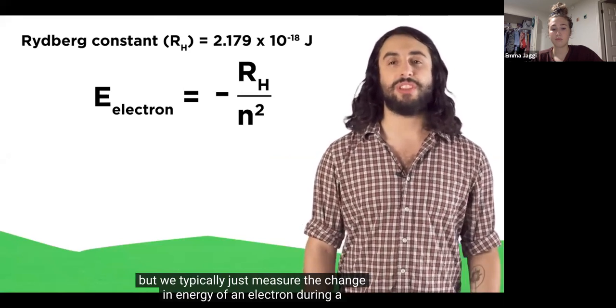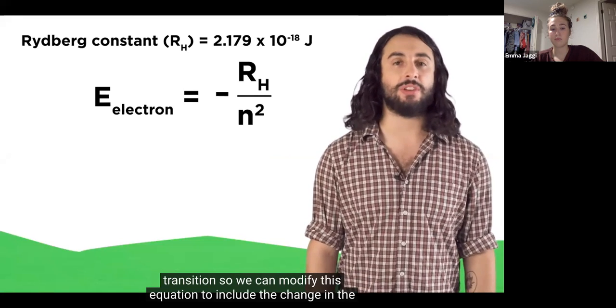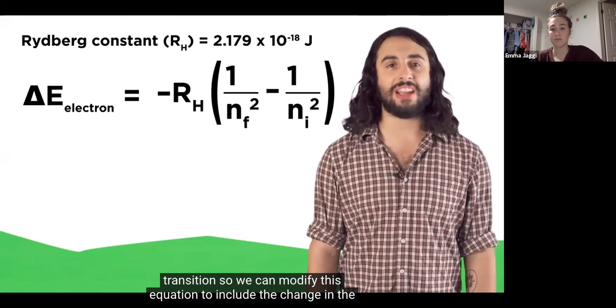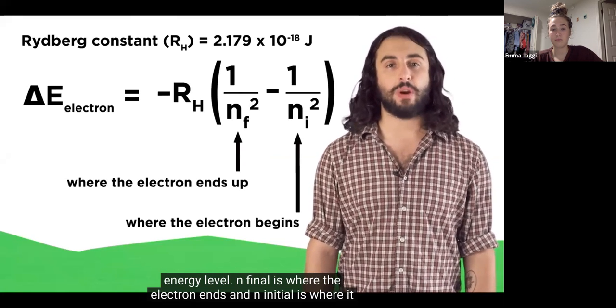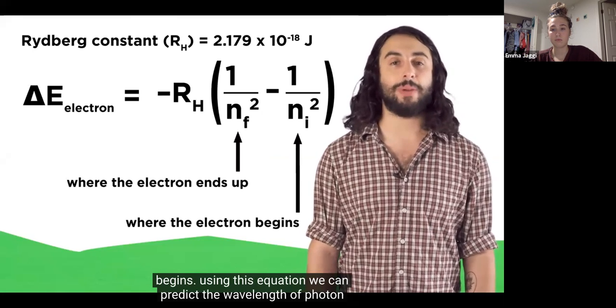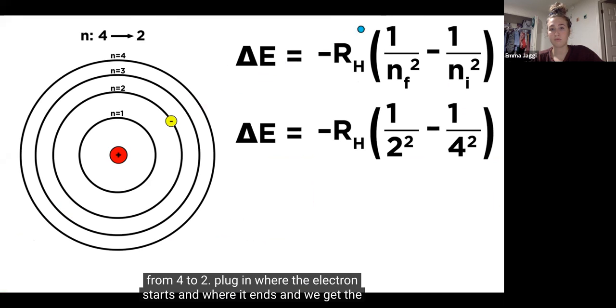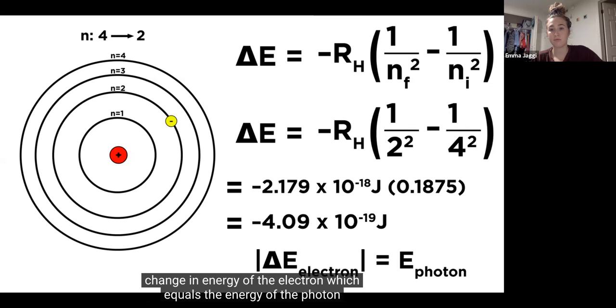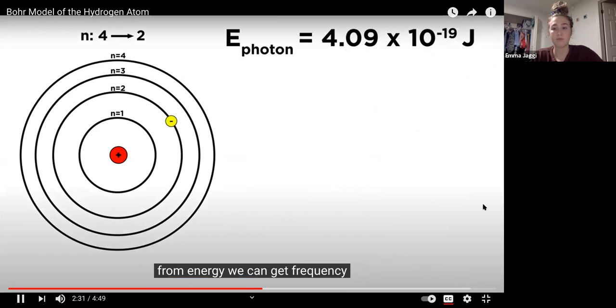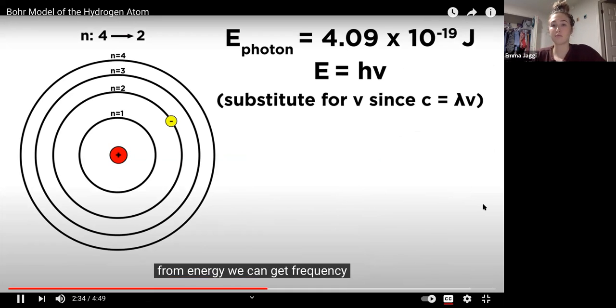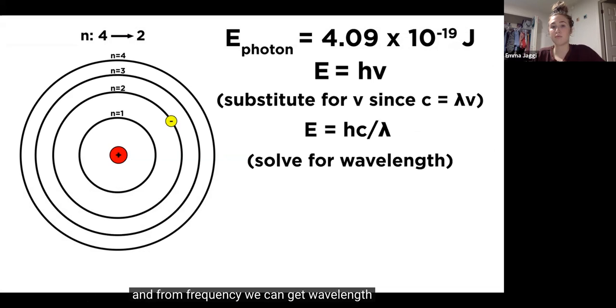But we typically just measure the change in energy of an electron during a transition, so we can modify this equation to include the change in the energy level. n final is where the electron ends, and n initial is where it begins. Using this equation, we can predict the wavelength of photon associated with any possible transition for the hydrogen atom. Take this transition, for example, from 4 to 2. Plug in where the electron starts and where it ends, and we get the change in energy of the electron, which equals the energy of the photon. From energy, we can get frequency, and from frequency, we can get wavelength.